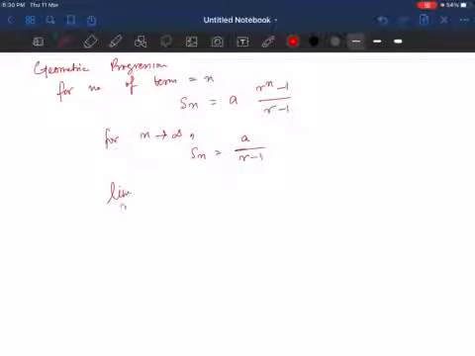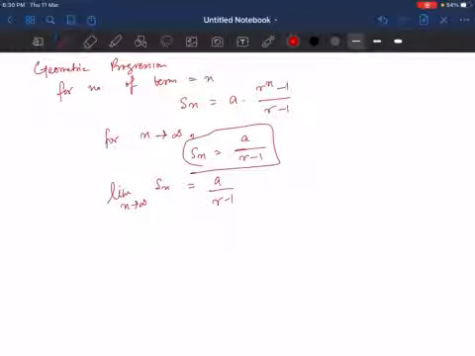So now from the basic formula we can see that if I write limit n tends to infinity Sn, what will be the sum of n terms when n tends to infinity for a GP? It will be this formula. So I will directly write a divided by r minus 1. That's the formula, because when n tends towards infinity, the sum of all terms of a GP series tends towards a by r minus 1.